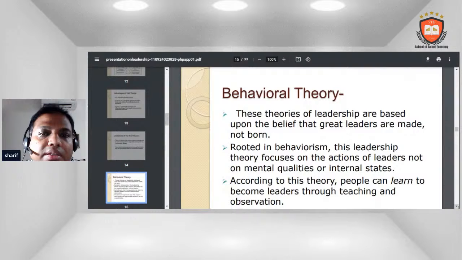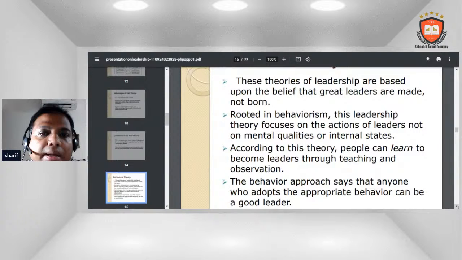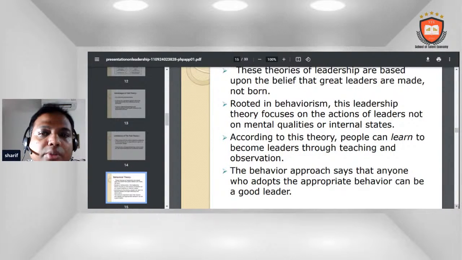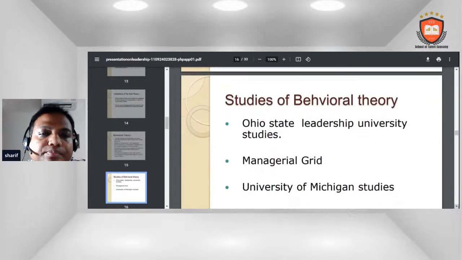Behavioral theory. This theory of leadership is based upon the belief that great leaders are made, not born. Rooted in behaviorism, this leadership theory focuses on the actions of leaders, not on mental qualities or internal states. According to this theory, people can learn to become leaders through teaching and observation. The behavioral approach says that anyone who adopts the appropriate behavior can be a good leader.